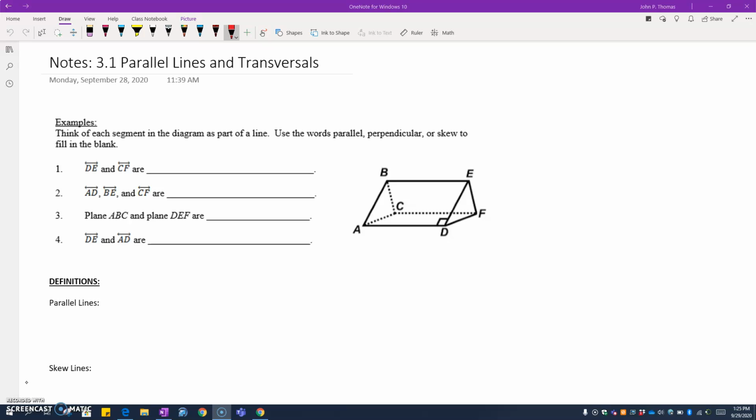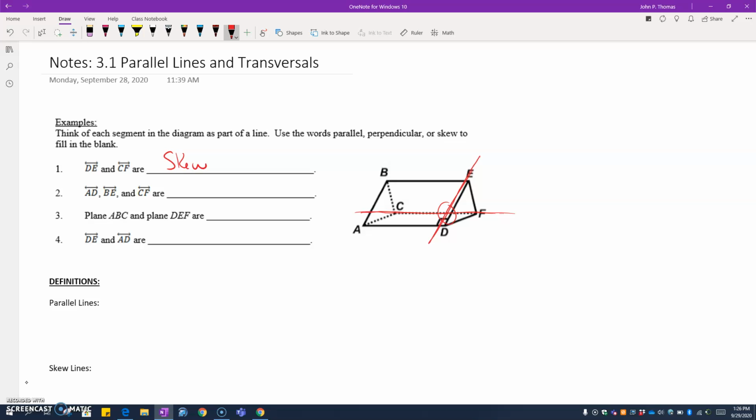All right, so taking a look at number 1, we've got line DE and line CF. All right, so DE goes through here and CF goes through here. So those are on different planes, all right, and they do not intersect. This is kind of like a fake intersection point because that CF is behind it in the 3D object. So we are looking at 2 skew lines in this one.